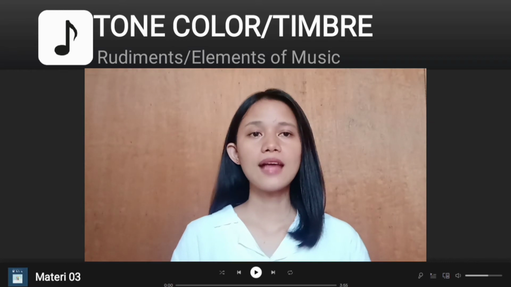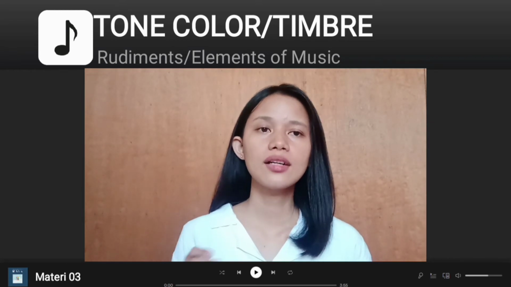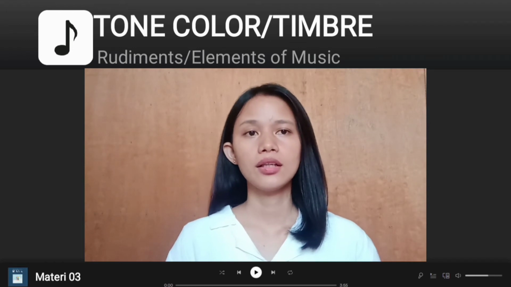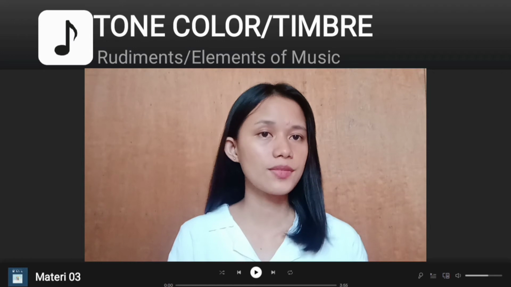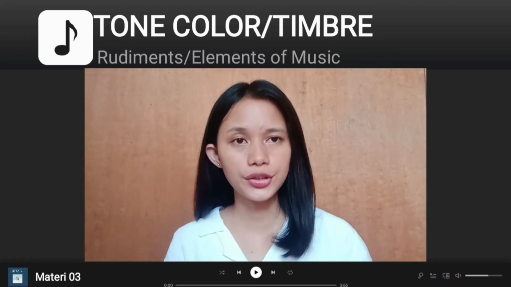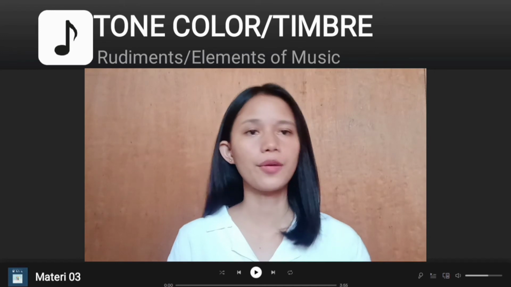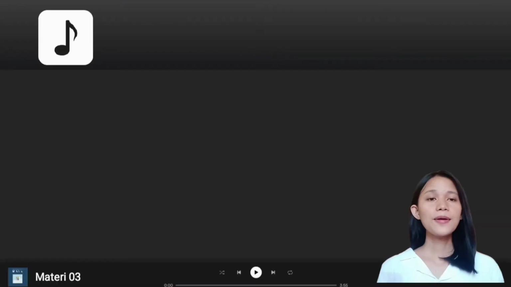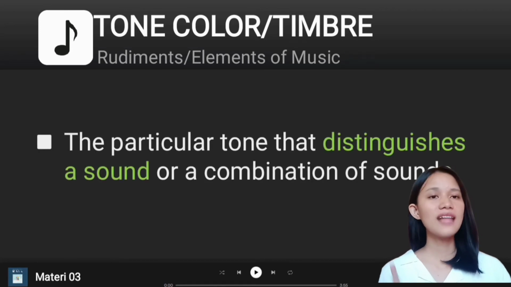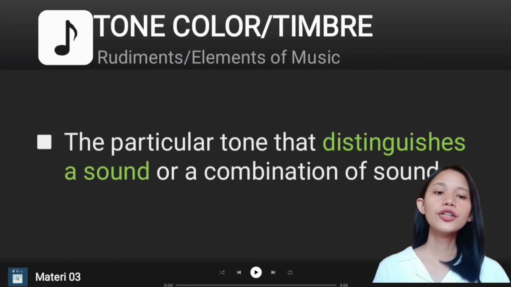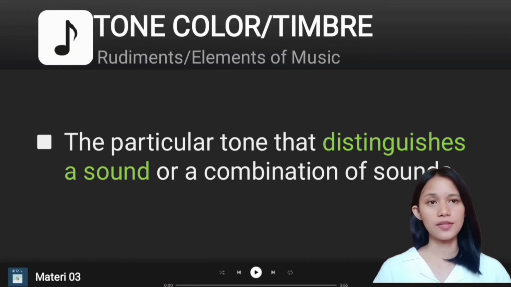So in those examples, we can say that every musical instrument or voice is different from each other. They have different quality of sound, character, and every voice or musical instrument is unique from each other. Doon papasok ang tone color or timbre. Because timbre is a particular tone that distinguishes the sound or a combination of sound.